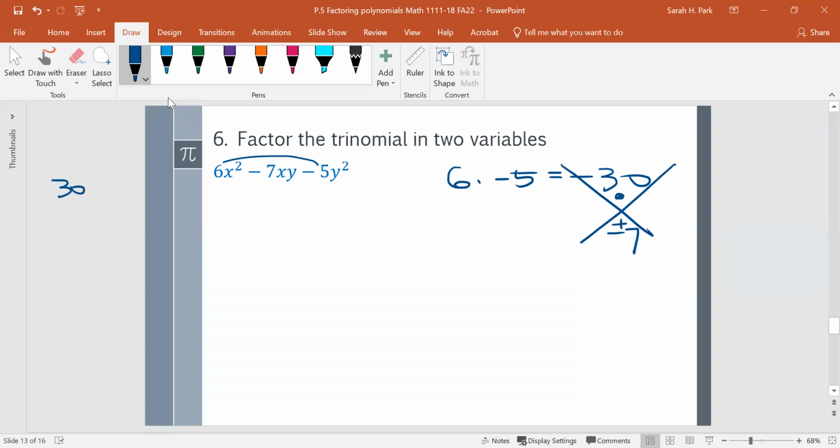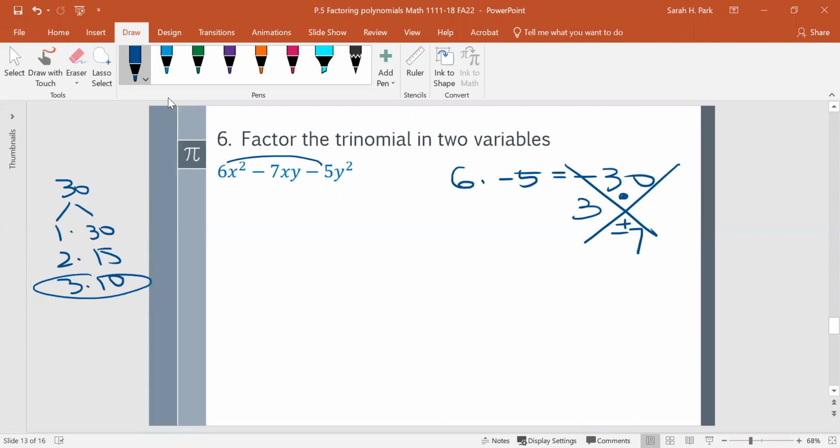Sometimes it helps to do a factor tree. So 1 times 30, 2 and 15, 3 and 10. I think those are the factors. Let's grab 3 and 10. If we make the 10 negative, positive 3 multiplies to negative 30, and then those two added together give us negative 7.